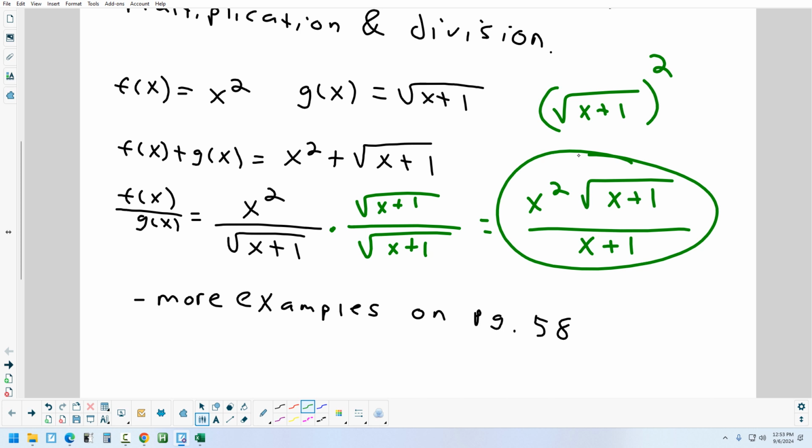So here's another example of creating a new formula by taking two that you already had, and in this case, dividing them. Any questions on how we divided those two? And you could subtract them, you could multiply. There's all kinds of different things you can do, and there's more examples in the book on page 58.